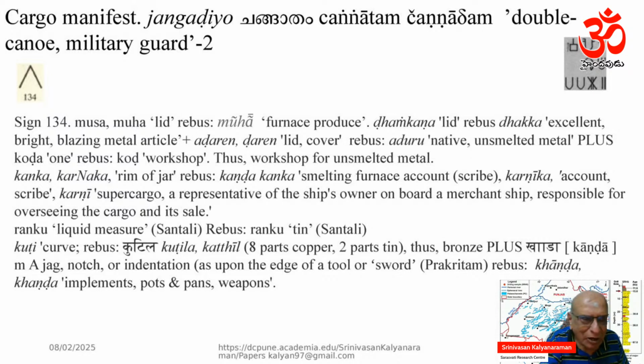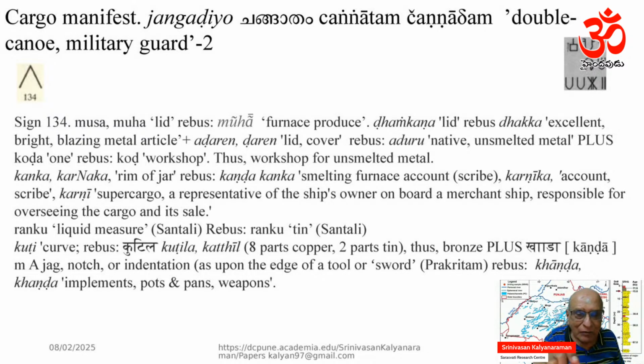Now when we go through each of these signs, it also has sign 134. What is this 134? It's like a lid on top of a pot or a vase. Muha is a lid. Similar sounding word is muha, furnace produce. Muha ingot. Furnace produced ingot. That's what is signified by that word. So if you put it on top of a fish, aya muha. Aya means alloy metal, muha means lid. Similar sounding muha, furnace produce.